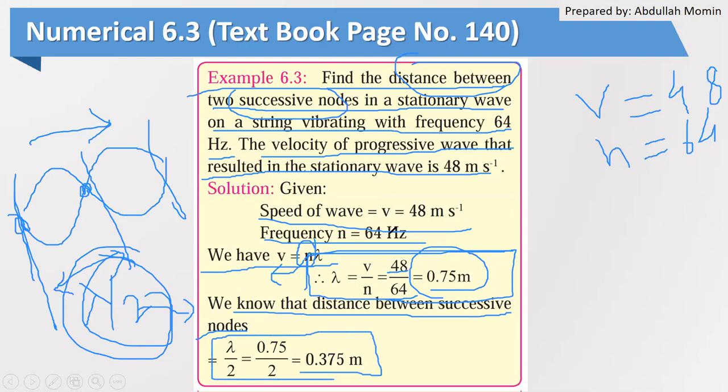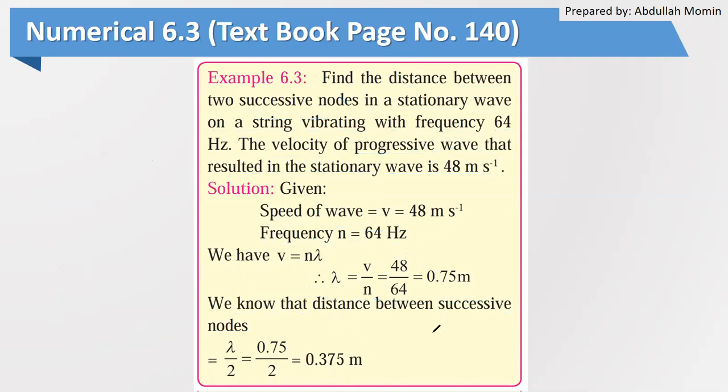So this is your third numerical. What we have found out is the distance between two successive nodes. In order to find the distance between two successive nodes, first we find the value of lambda, and then we know that the distance between two successive nodes is lambda by 2, so that is 0.375 meter. So this is the third numerical. Now the other numericals we are going to see in the next part of this video.